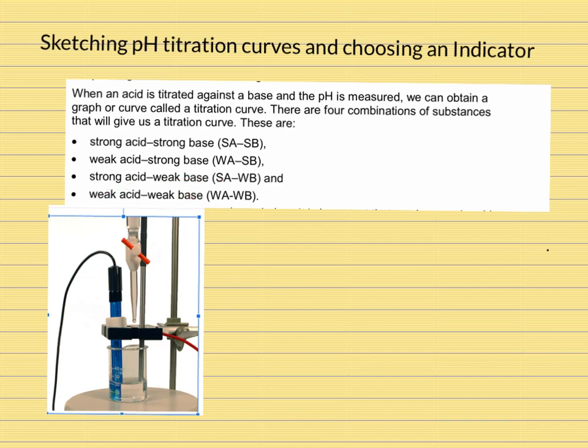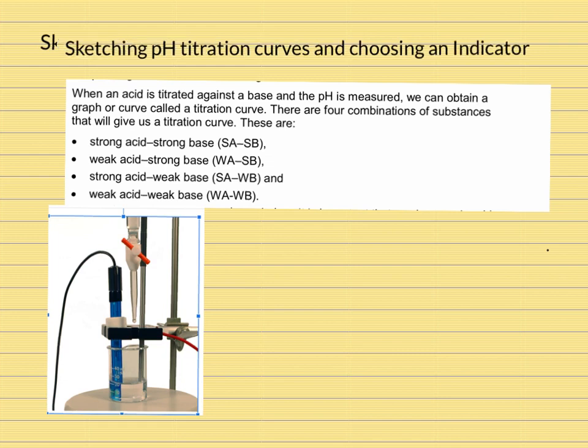And there's a variety of things to consider. First of all, we need to look at what is in the beaker, what is the analyte, and that will determine the pH, the initial pH of your pH curve. And then you need to look at what is present in the burette. Let's see if we look at some examples.